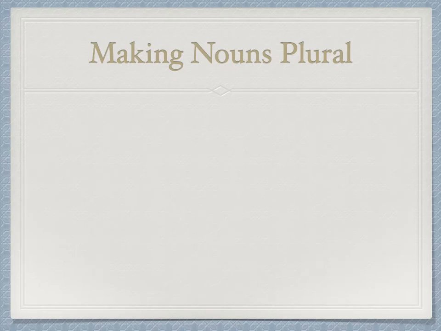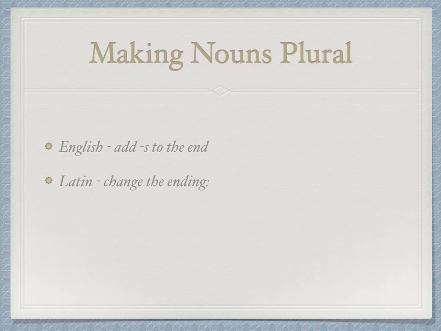So we know a little bit about how to make nouns plural in Latin already. In English it's very simple, we just add s to the end of a noun. So cat becomes cats if there's more than one, cake becomes cakes. It's quite straightforward. In Latin, they also have a different ending, but it isn't always the same thing.